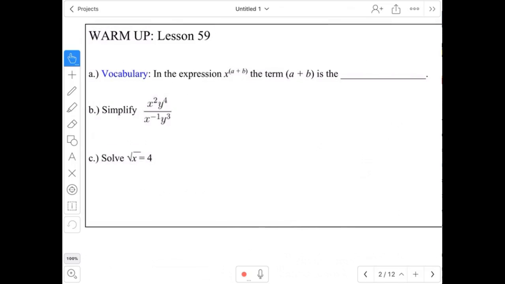In the expression x to the a plus b, a plus b is the exponent. That's what we're dealing with.